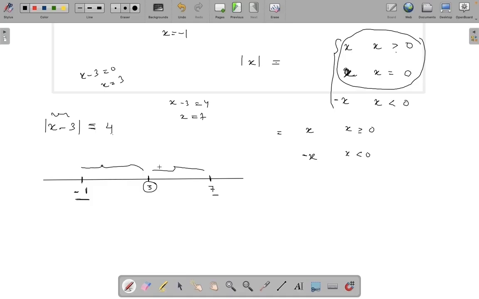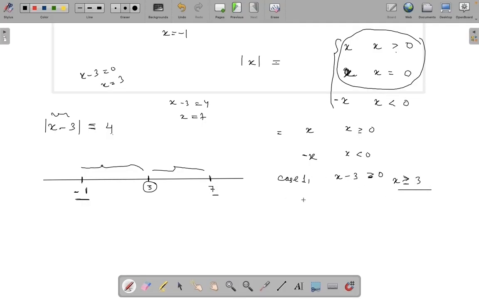Mathematically, if you want to solve, then you have to write cases like this. So case 1. Here we were saying mod x is x if x is greater than 0. But this is mod of everything, x minus 3. So you'll say case 1 is when x minus 3 is greater than or equal to 0, which means x minus 3 is non-negative. So that means x must be greater than or equal to 3 if you take 3 to the right hand side. So this is case 1, when x is greater than or equal to 3.